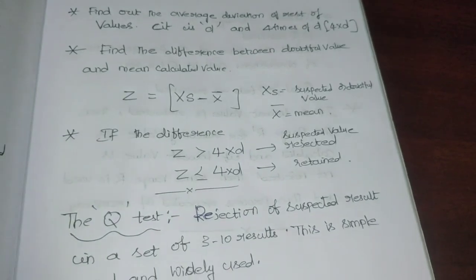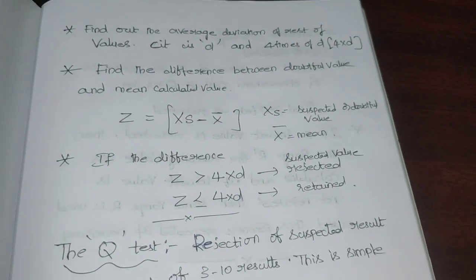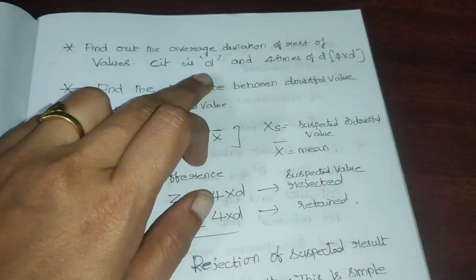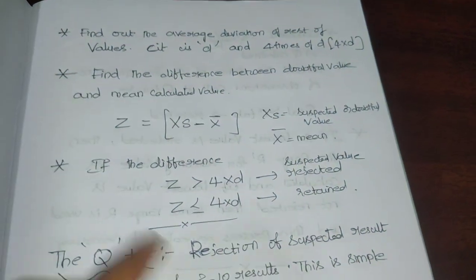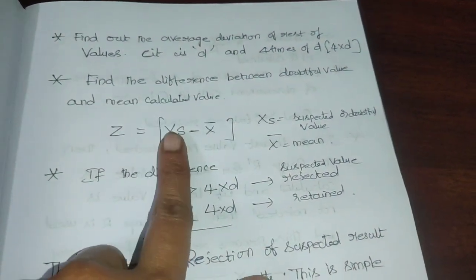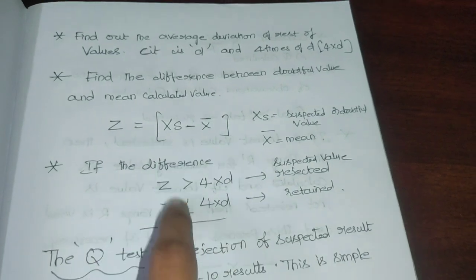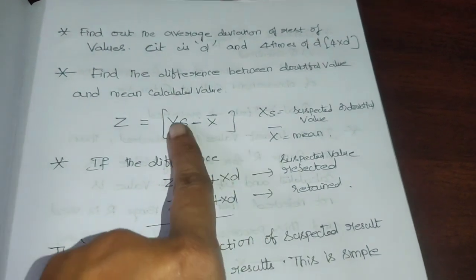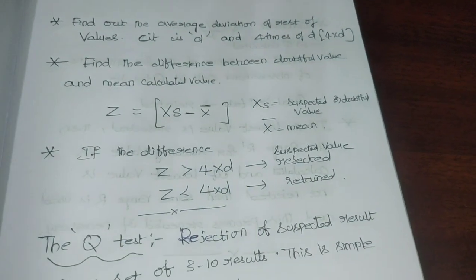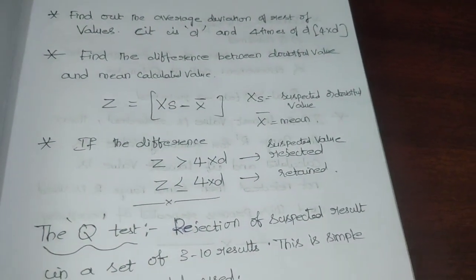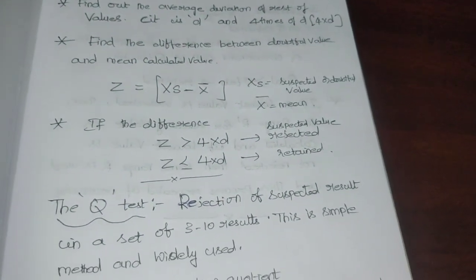To recap: first remove the doubtful value and find the arithmetic mean of the rest. After that, find the D value, then 4 times D. Then take the difference between the suspected value and the mean value, and see whether the difference is greater than 4D or less. If it is greater, reject. If it is less than or equal, retain. This is the simple process.